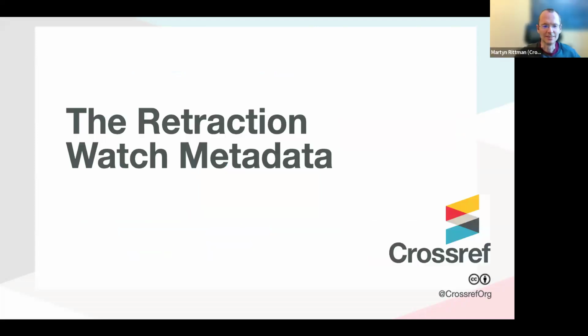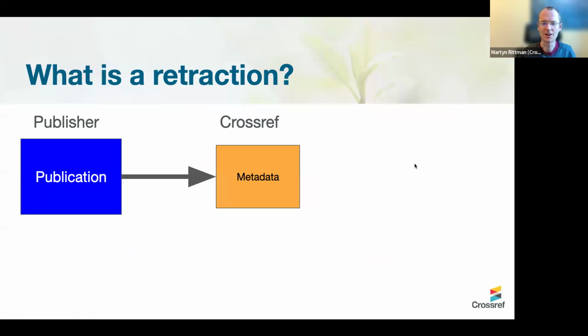Cool, thanks, Luis. So I'm just going to run through the Retraction Watch metadata and how you can access it. I'm going to start with something very basic. Publishers publish something, and I'm talking in the most general sense. It may be a journal article, a book, a preprint, a poster, and this goes online somewhere usually or in print, and then the metadata is sent to Crossref, and that goes into our database.